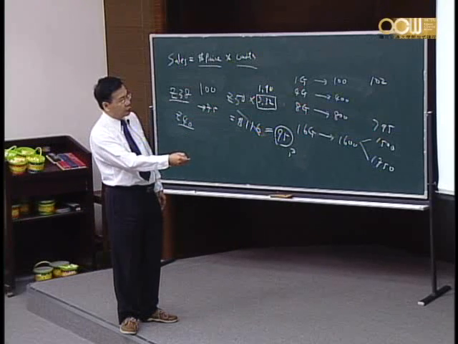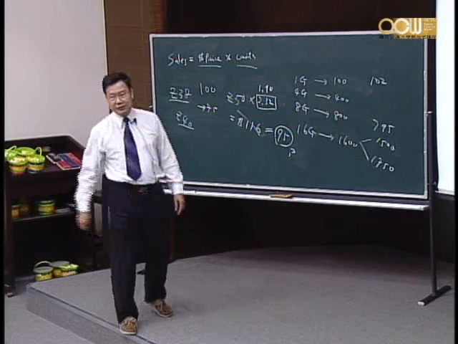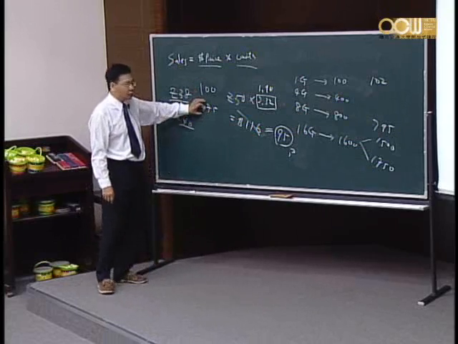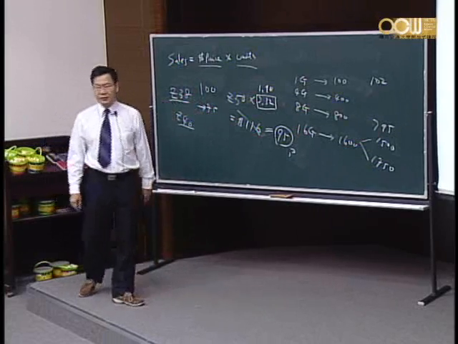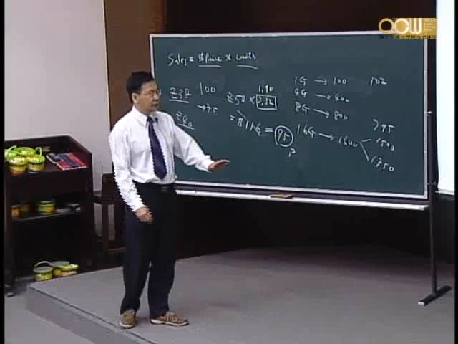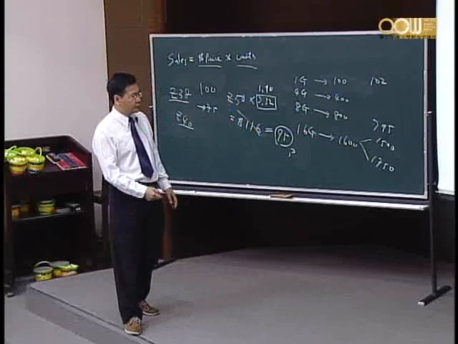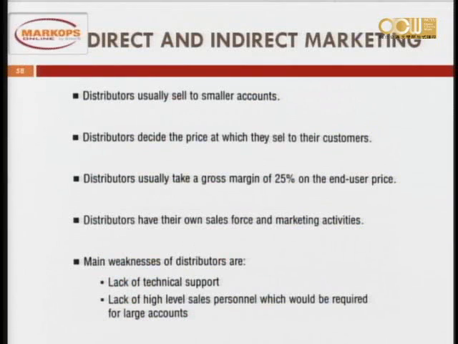You take a gross margin of 25 on the end user price. So this is the market price, they take 25, so your selling price will be 75. That's basically what it says. The main winnings of distributors are that they have technical support and high level sales personnel. In general, as I said before, distributors are better for small or medium shortage, in general.